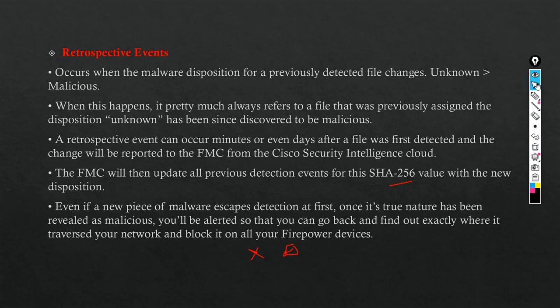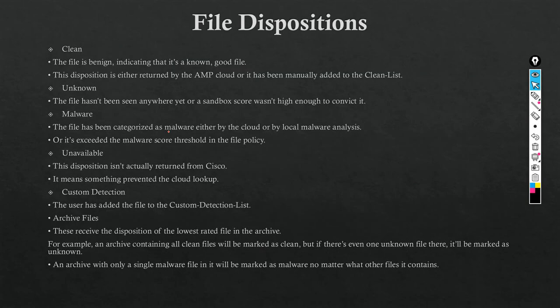Great. Okay, so for file dispositions, we have several types. We have clean, meaning the file is benign. This update came from the AMP Cloud, or you manually entered it in the clean list or the custom detection list. Unknown means the file has not been seen anywhere yet, or the sandbox score was not high enough to convict it. So the status is unknown.